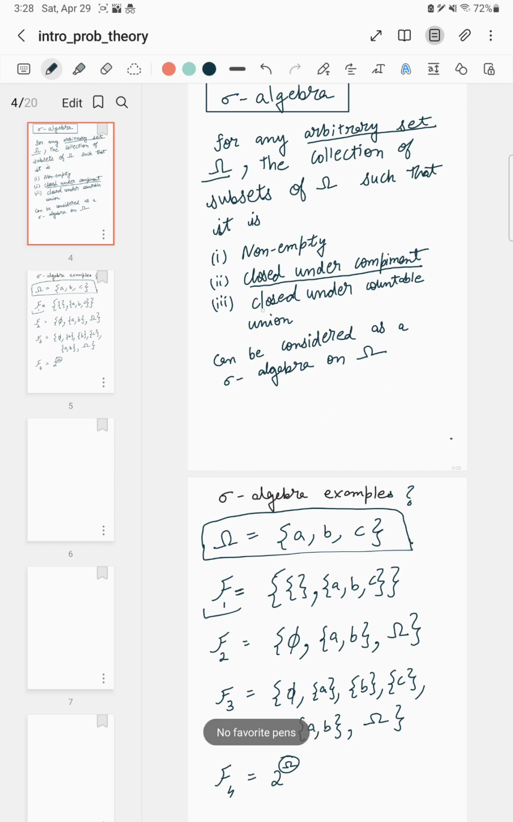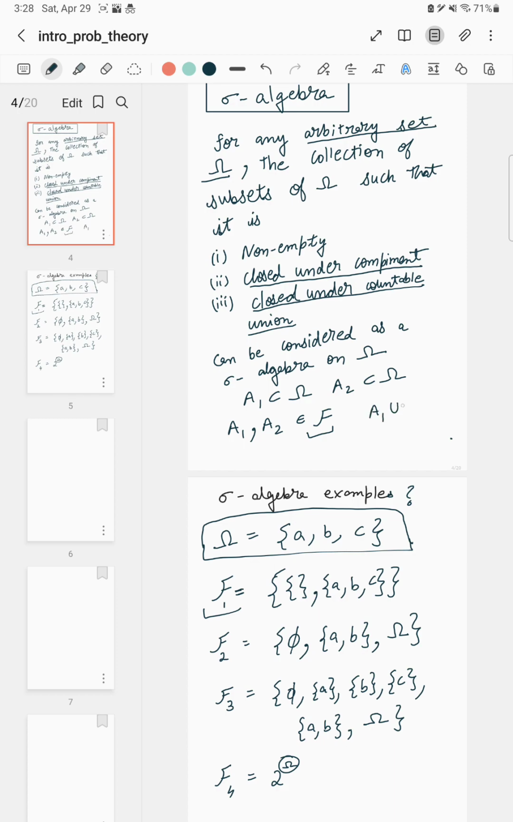And the third property is that it should be closed under countable union. So what's a countable union? A countable union is nothing but a union of some sets. Let's say we have a few sets. A1 is a subset of omega, A2 is also a subset of omega, and A1 and A2 belong to F, the sigma algebra. So A1 union A2 should also belong to F. This is the closure property for countable union.